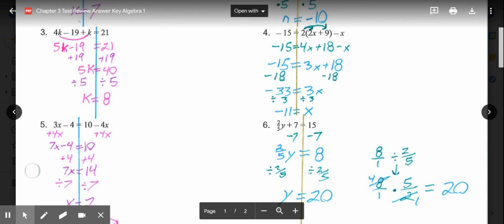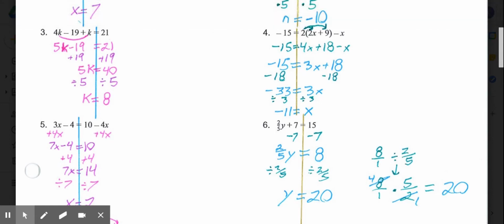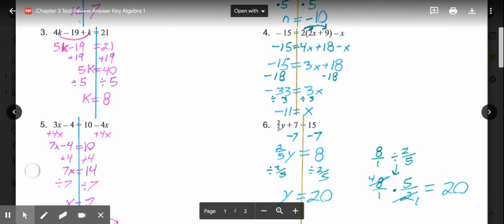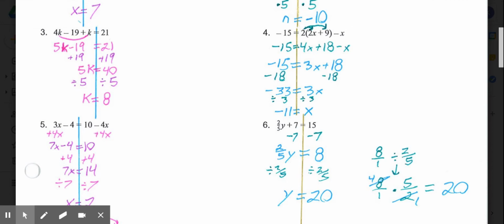In number 4, we're dealing with the distributive property before we do anything else. So on the right-hand side, you want to distribute the 2 by multiplying it by both parts inside the parentheses. So 2 multiplied by 2x is 4x. 2 multiplied by a positive 9 is a positive 18. So our right-hand side becomes 4x plus 18 minus x.